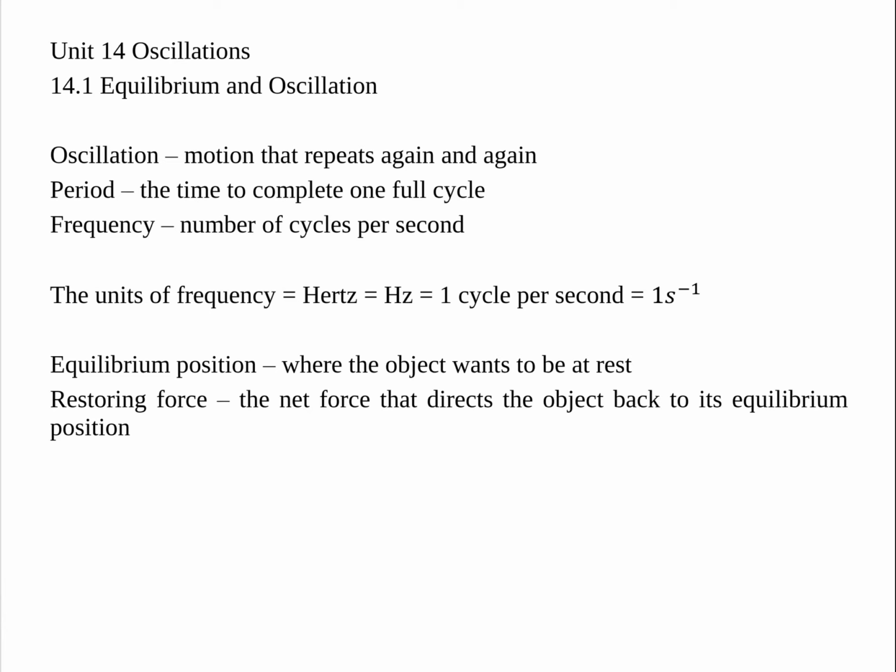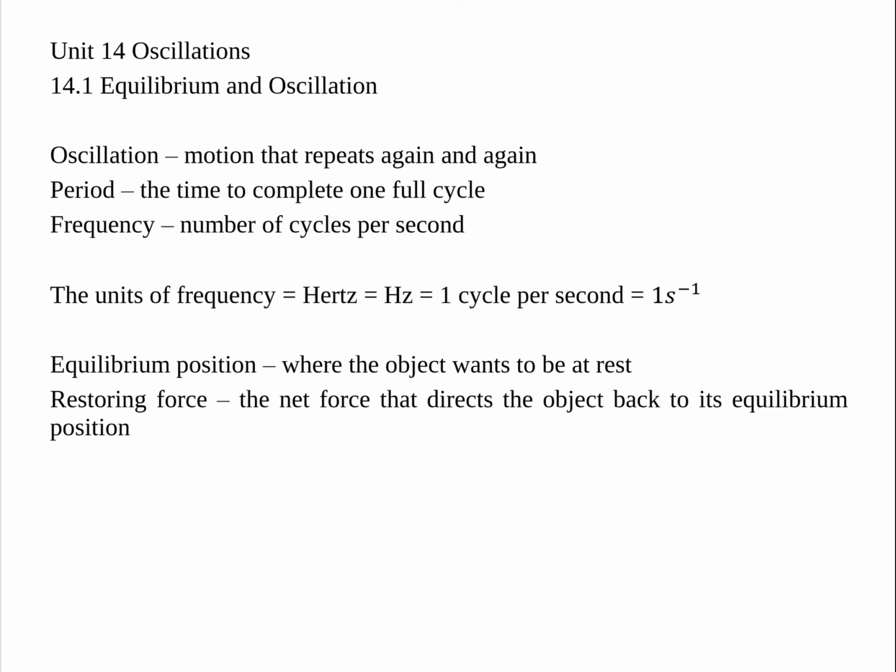The oscillation is motion that repeats again and again. So something going around and around, like a bike tire on a bicycle. If you had a bug on that bike tire as it was spinning around, every time it has gone around one complete time, that would be the period. So the time to complete one full cycle is the period. And the frequency is the number of cycles that occur in 1 second. So per second is the unit on that one.